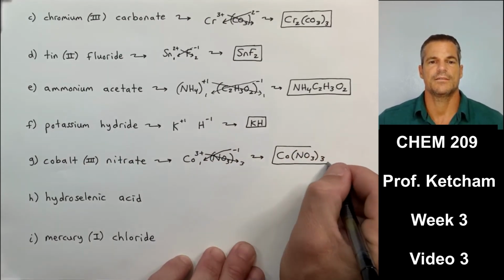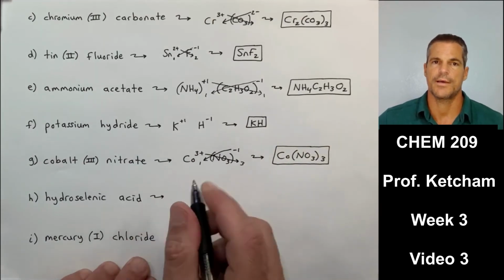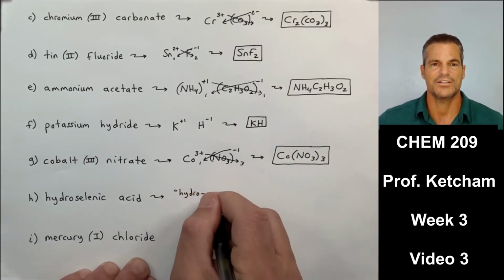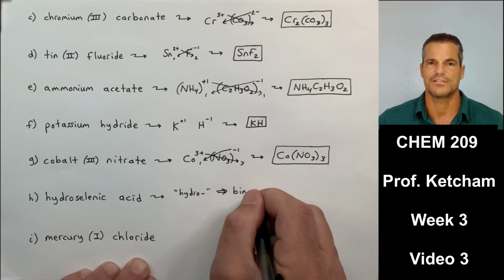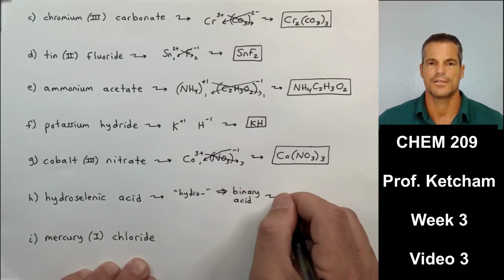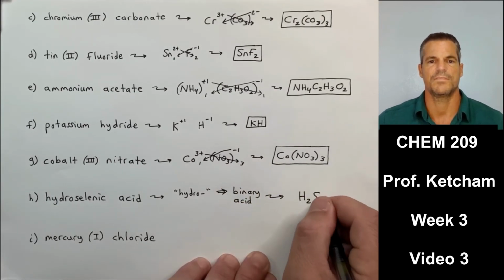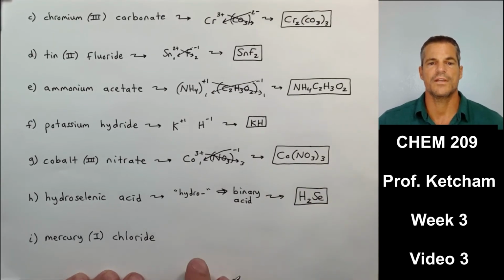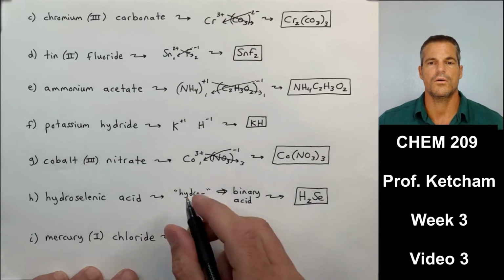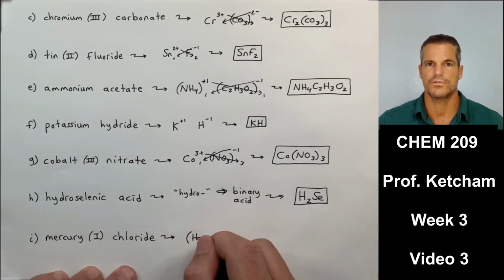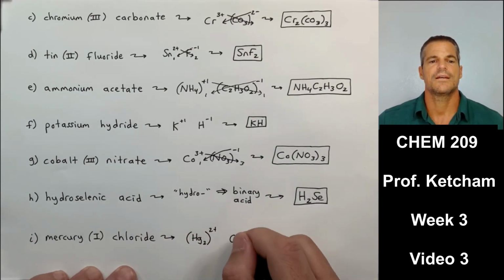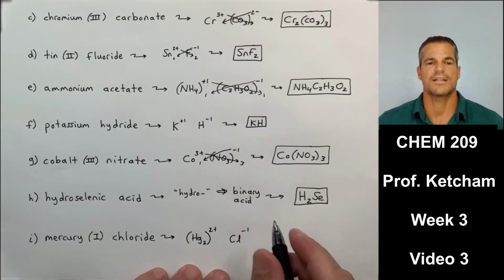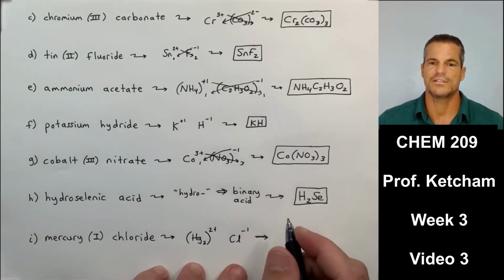F, potassium hydride. Well, potassium is a metal, K plus 1. Hydride, written as an anion, is strange, H minus 1. First time we've seen that in our notes, so just be aware of it. It's KH. G, cobalt-3 nitrate, Co(NO3)3 when you use your crossover rules. H, hydroselenic acid. You'd have to have this memorized. It's H2Se.